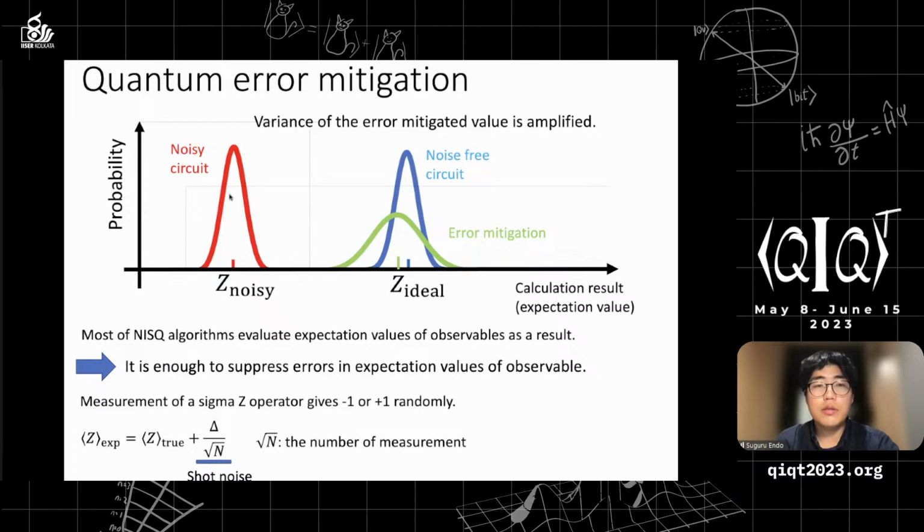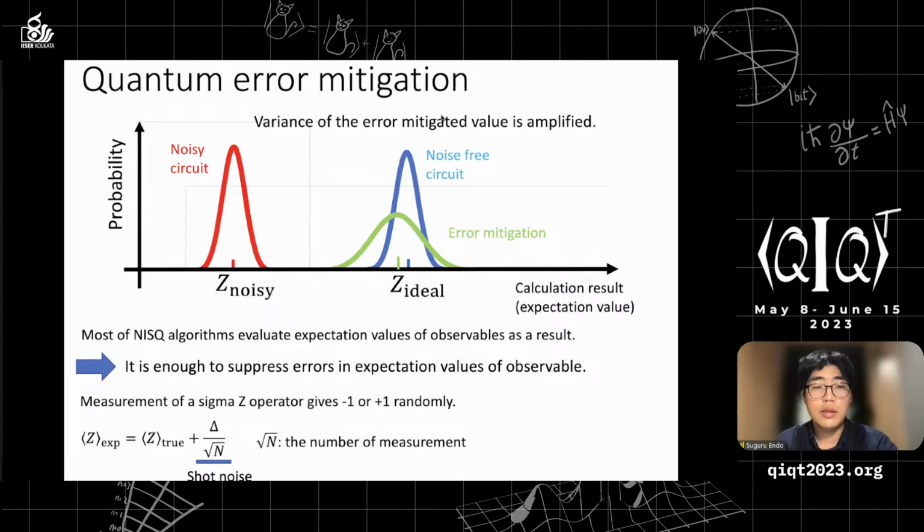And in the presence of noise, the probability distribution is shifted to the wrong one, which has a wrong expectation value. And what the error mitigation does is shift the noisy distribution around the ideal probability distribution. But there should be a cost, which is a broader variance of the probability distribution. That means we need to have more samples to achieve the same accuracy as the noise-free one.